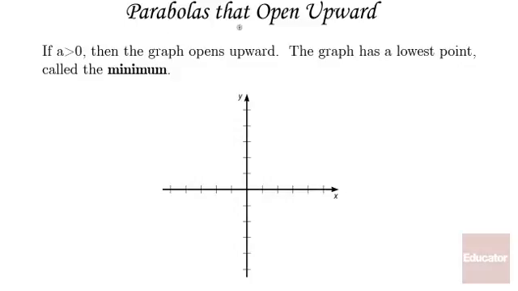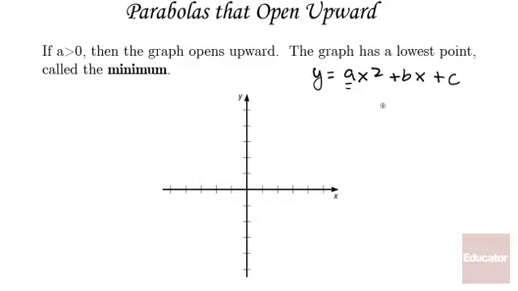First, talking about parabolas that open upward. If a is greater than 0, then the graph opens upward. Recall that the general form, the standard form, is ax squared plus bx plus c. If a is greater than 0, this a term here is greater than 0, the graph will open upward. If a graph opens upward, then it's going to have a lowest point, which is called a minimum.